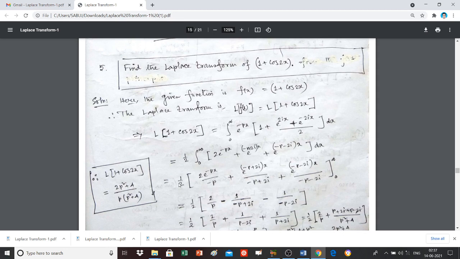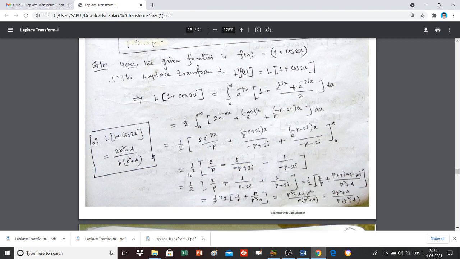So half is here, and then integration of this will give you 2. If this 2 is here, then e to the minus px by minus p. Then plus is taken, this plus is here. So integration of this term will give you e to the power minus (p plus 2i) x by minus (p plus 2i). Then the integration of this will give you plus, this plus sign is here, e to the power minus (p minus 2i) x by minus (p minus 2i). The limits are 0 to infinity.